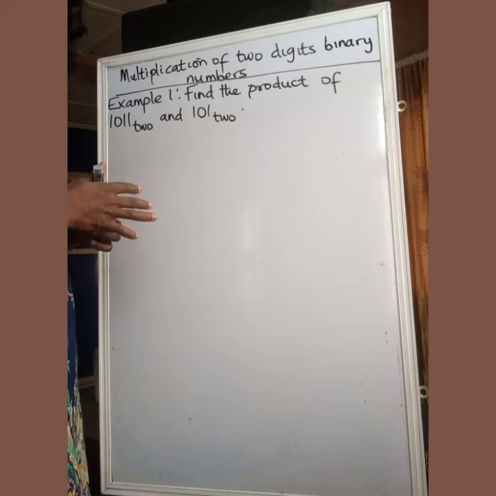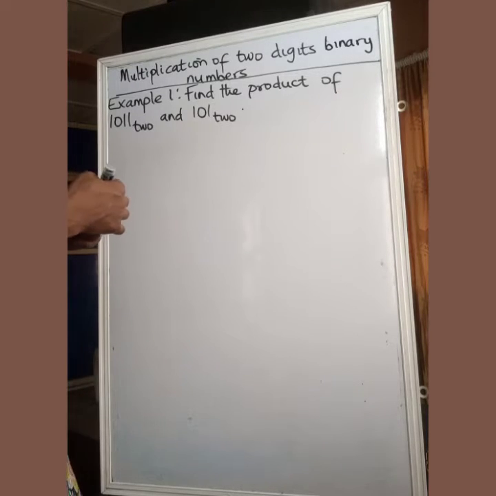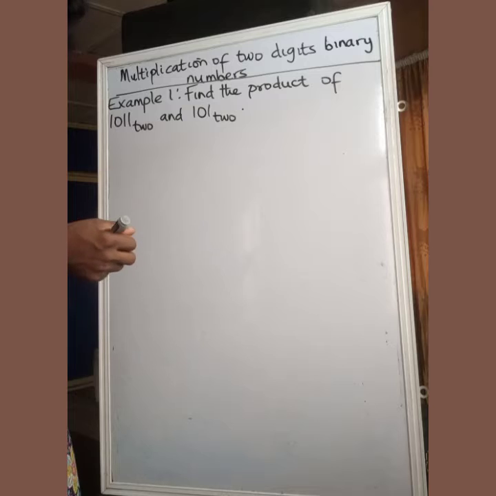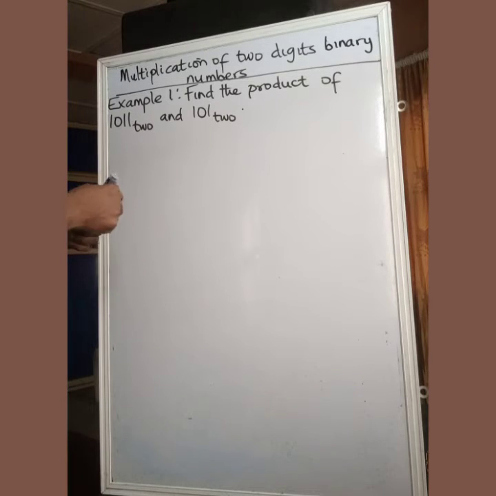At the end of this class, when you're given any binary numbers in 2 digits, 3 digits, you should be able to multiply in 4 digits. So let's go to example 1. I'll be giving us 2 examples under this multiplication of two-digit binary numbers.